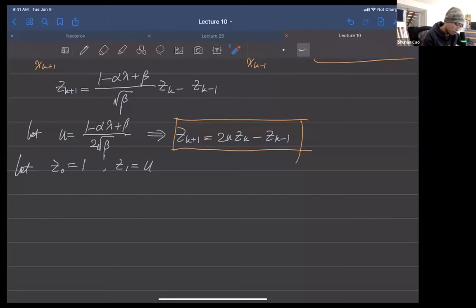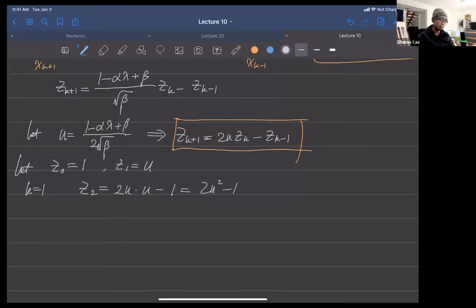For example, if we let z_0 equals 1, z_1 equals u, we just plug in z_0 here, z_1 here, and we'll have z_2 equals 2u times z_1, which is u, subtract z_0, so we have 2u square minus 1. If we plot it, so let's plot. This is the u axis, and this is our z axis. We restrict ourselves so that u is from minus 1 to 1.